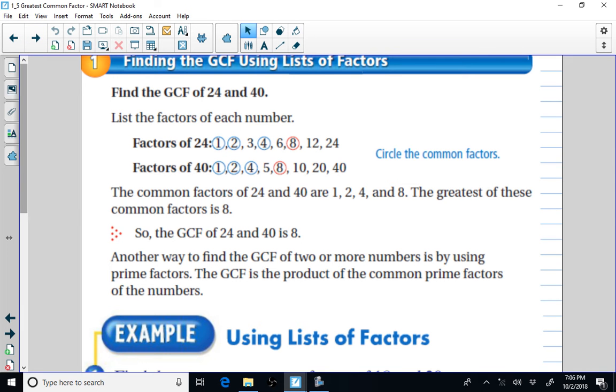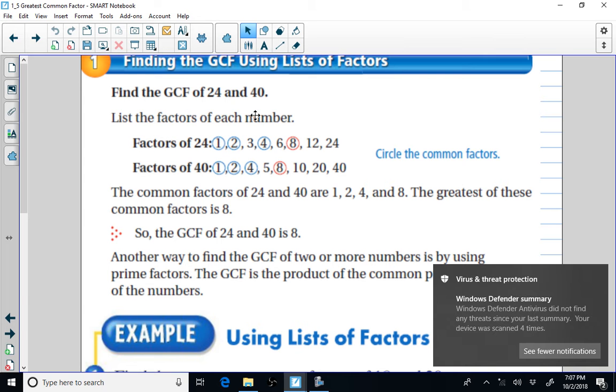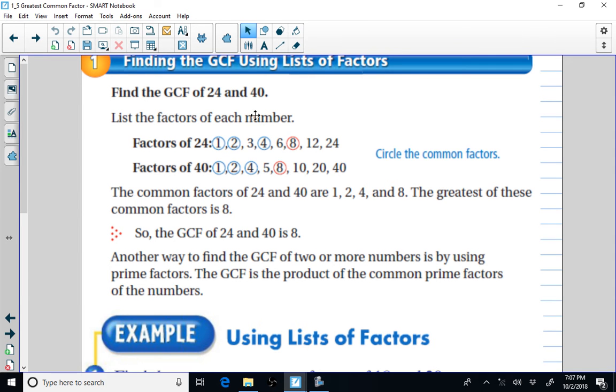There are two ways that we can find the greatest common factor. First is by listing the factors of the numbers that we're looking for. All right. First, if I list my factors of 24, 1, 2, 3, 4, 6, 8, 12, and 24 all divide 24 evenly with no remainder. My factors of 40 are 1, 2, 4, 5, 8, 10, 20, and 40.